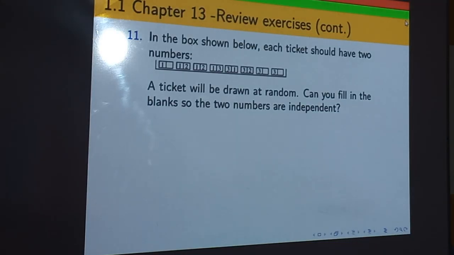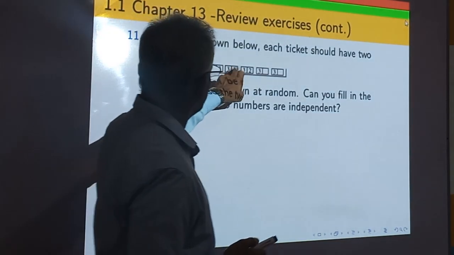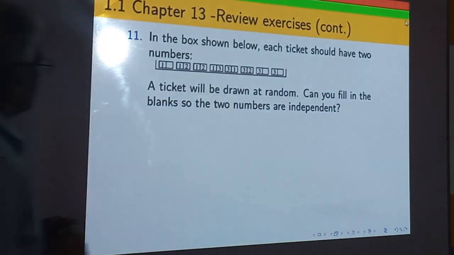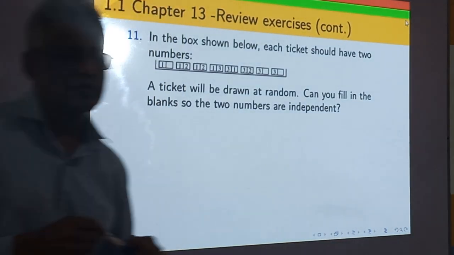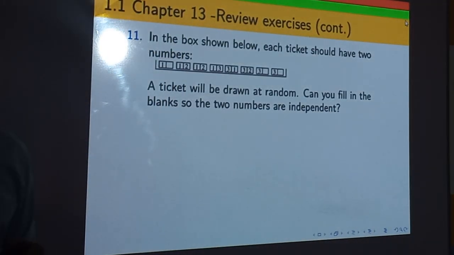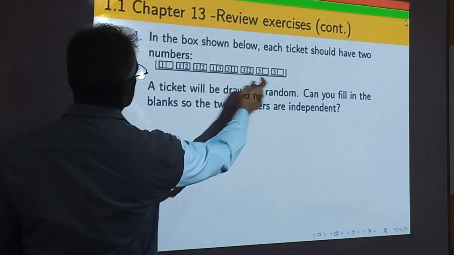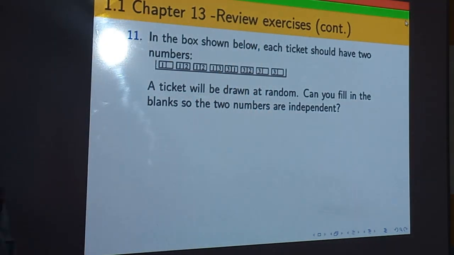In the box shown below, each ticket has two numbers. So 1, 2, 3, 4, 5, 6, 7, 8 tickets. Some numbers are missing here. A ticket will be drawn at random. Can you fill in the blanks so that the two numbers are independent? That means if you consider some event regarding the first number and another event regarding the second number, for those two to be independent, what should be the numbers here, here, and here? That is the question.